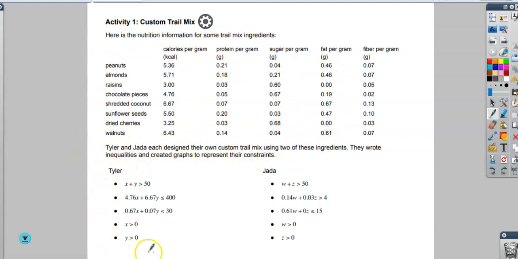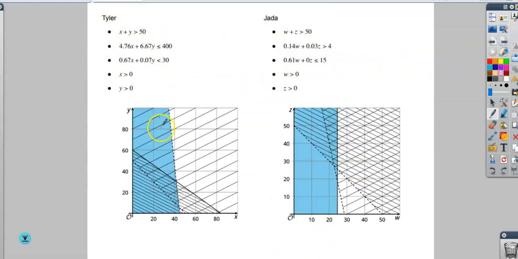So here are the inequalities Tyler got. X plus y is greater than 50. 4.76x plus 6.67y is less than or equal to 400. 0.67x plus 0.07y is less than 30. X has got to be greater than 0. Y has got to be greater than 0. And then Jada, same thing, but with different numbers, right? And with the inequalities, they also gave us the graph. So this is Tyler's graph with the different shading. This is Jada's graph with a different shading.